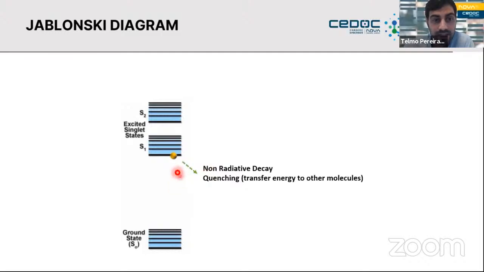In this case, the electron will not emit any light. There is the non-radiative decay, where the electron goes back to the ground state but does not emit a photon, so you won't get any fluorescence. It can also happen that the quenching phenomenon occurs: the energy can be transferred to another molecule, and again you won't emit any photon.